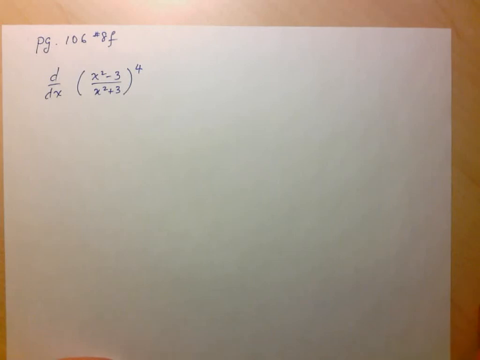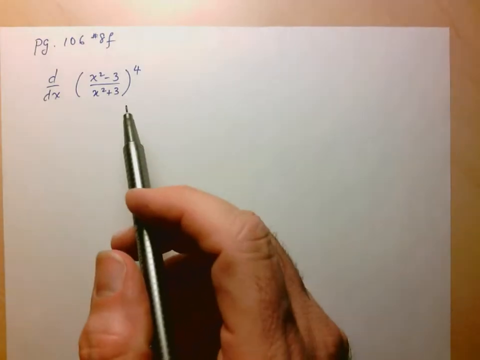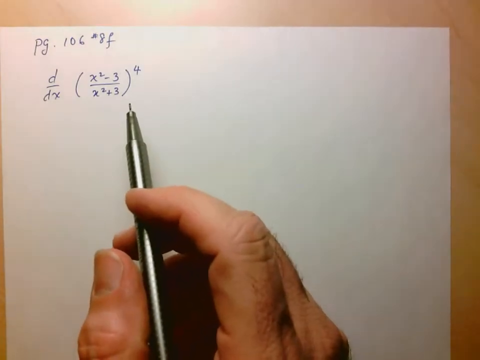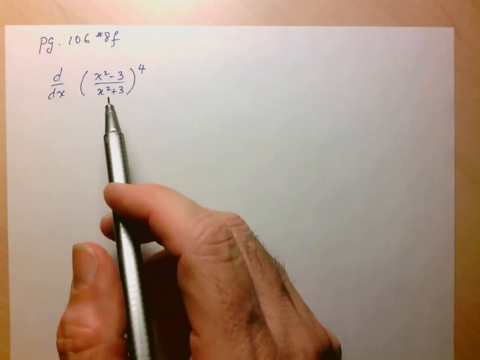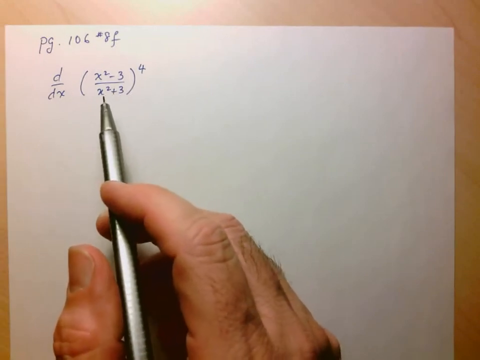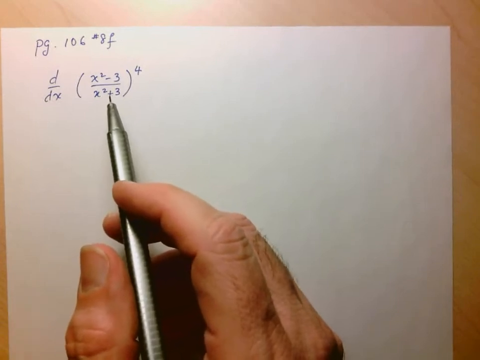Hi folks, this is 8F on page 106. Here this is a pretty common example of where we have to use more than one rule. Very often you're not just using the quotient rule or the chain rule or the product rule. You often have to combine at least a couple of them.